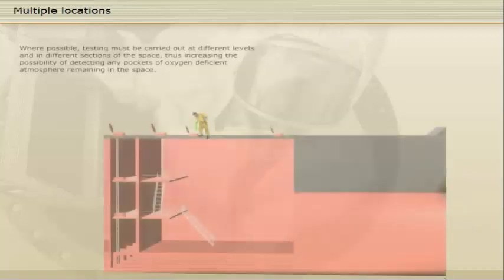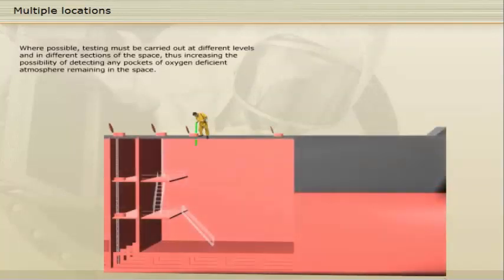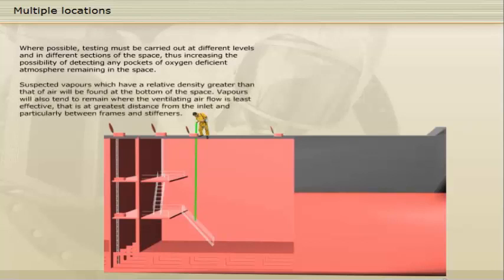Where possible, testing must be carried out at different levels and in different sections of the space, thus increasing the possibility of detecting any pockets of oxygen-deficient atmosphere remaining in the space. Suspected vapours, which have a relative density greater than that of air, will be found at the bottom of the space. Vapours will also tend to remain where the ventilating airflow is least effective, that is, at greatest distance from the inlet, and particularly between frames and stiffeners.